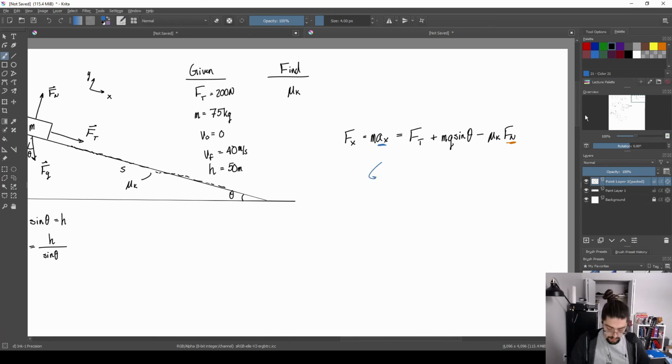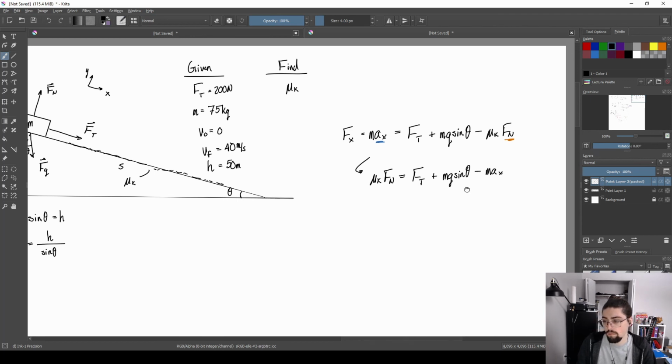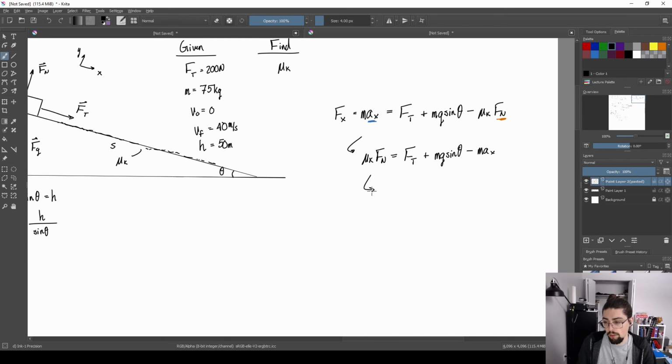If I were to rearrange this thing, I could just right off the bat say that mu k is equal, let's go ahead and start this, let's do this in a couple steps. Mu k times the normal force is equal to the thrust plus mg sine of theta minus m times a. If we divide by the normal force, our final answer, once we get it, is just this right here.